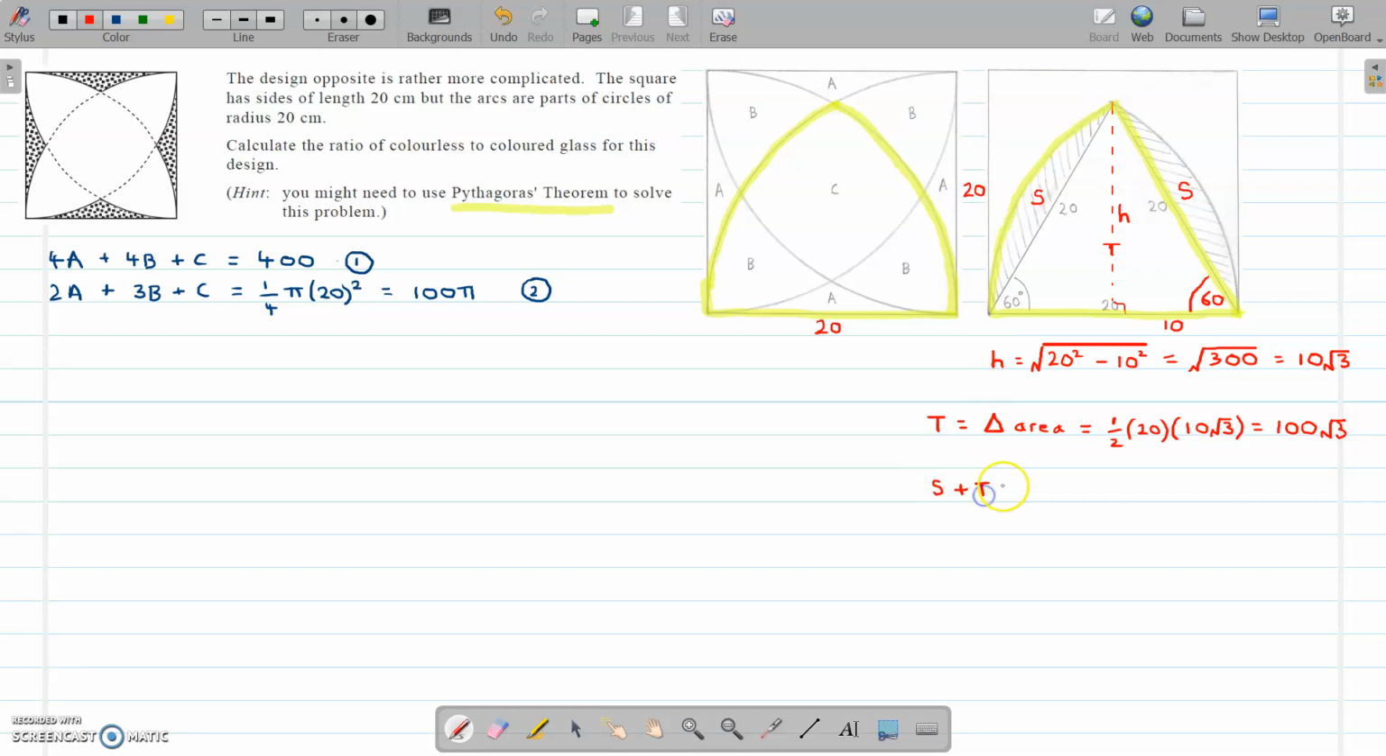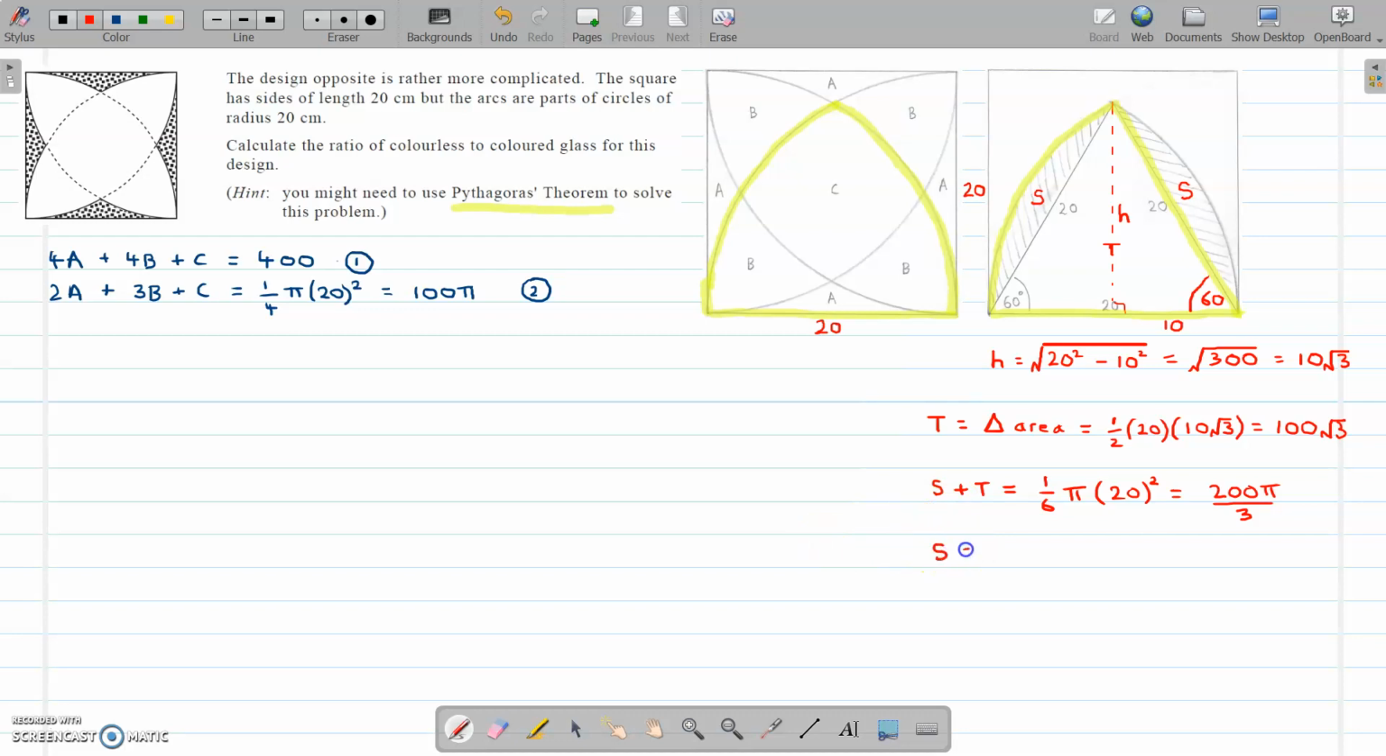So S plus T is equal to 1/6 of pi times 20 squared, because we're dealing with circles of radius 20, which is 400 pi over 6, which is 200 pi over 3, just halving the numerator and denominator. So that's S plus T. So I need to take away T, which is 100 root 3, to get S.